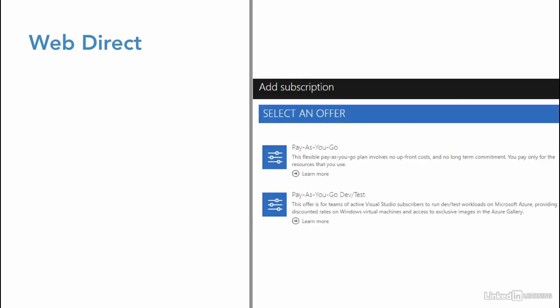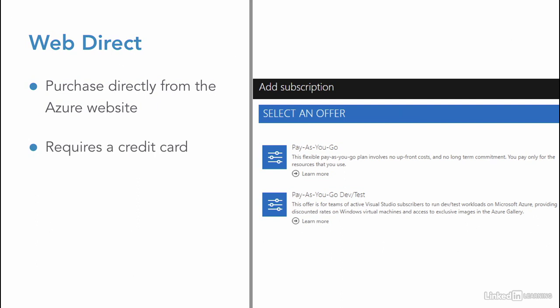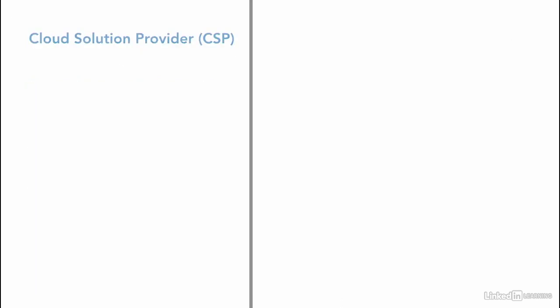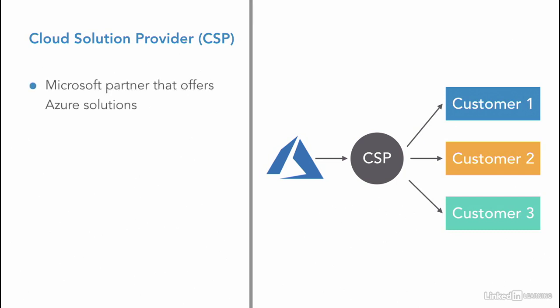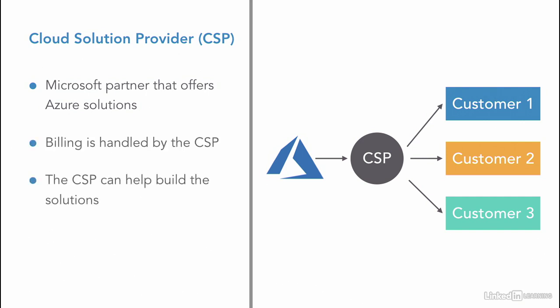There's the Web Direct method, in which a customer or company can purchase directly from the Azure website. This does require a credit card, and you will be billed monthly. Next, we have the Cloud Solution Provider, CSP method. When we purchase Azure this way, we actually purchase it from a CSP, which is a Microsoft partner that offers Azure solutions. The billing is all handled through the CSP, and the CSP can help you build the solutions as they have the experience and expertise, and they may offer that to you as part of their services.